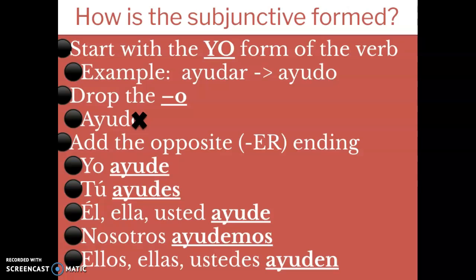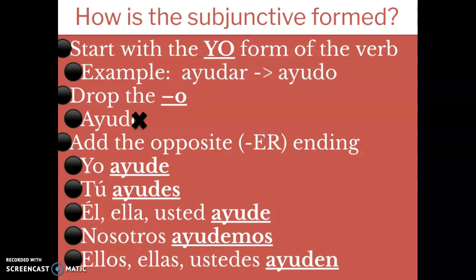So the yo form is yo ayude. The tú form is tú ayudes. Él, ella, usted is ayude. Nosotros ayudemos. And ellos, ellas, ustedes ayuden. So all of those make sense. The only one that's a little bit different is the yo form. So notice it is not an O, it is going to be an E.